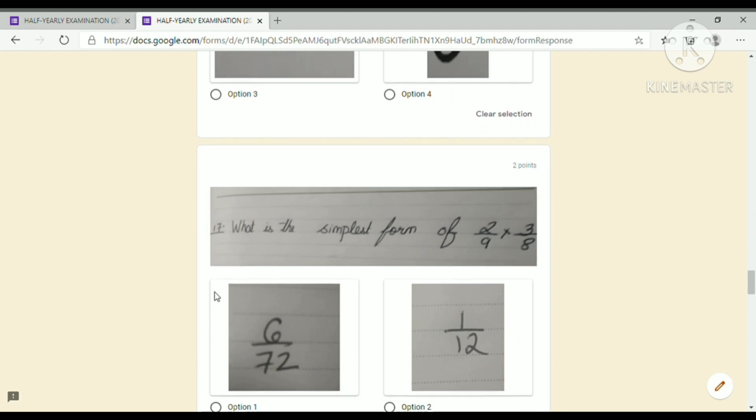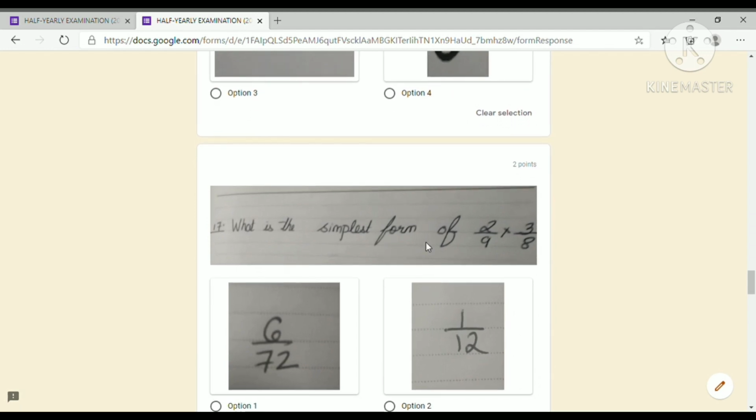Now the 17th question. What is the simplest form of 2 by 9 into 3 by 8? To find the simplest form, first we will multiply 2 by 9 into 3 by 8. Multiply the numerators and multiply the denominators. We got 6 by 72. Now in option 1 it is given 6 by 72, but is it the simplest form? It is not the simplest form.